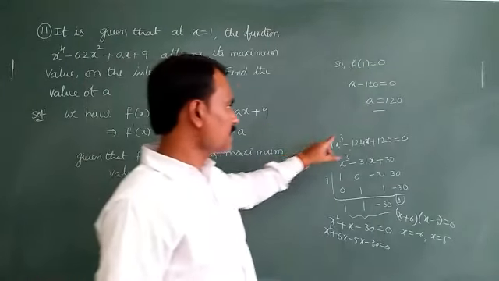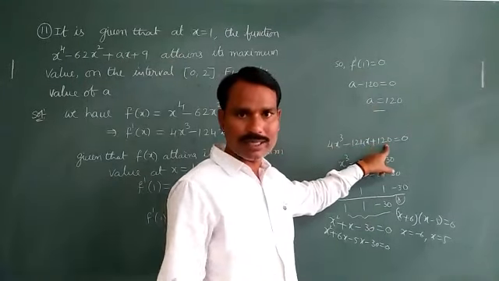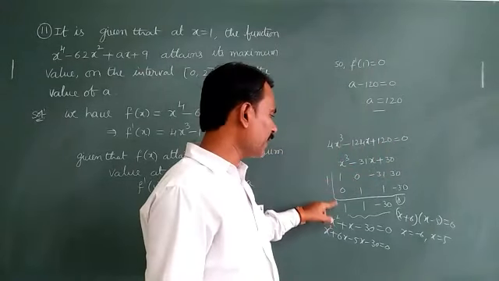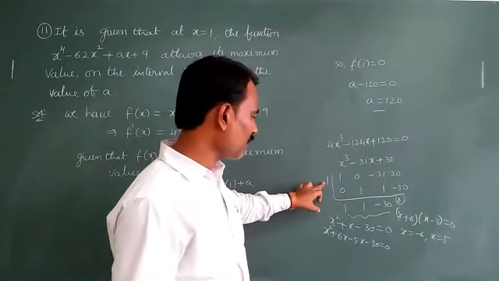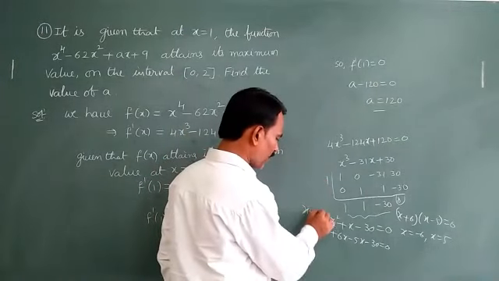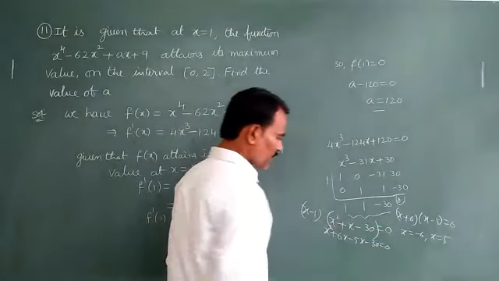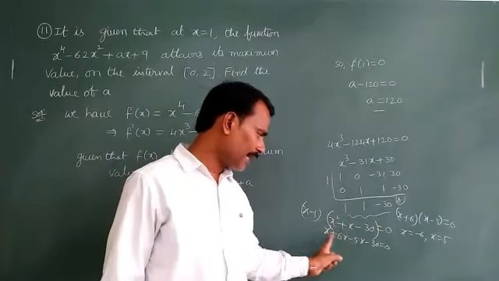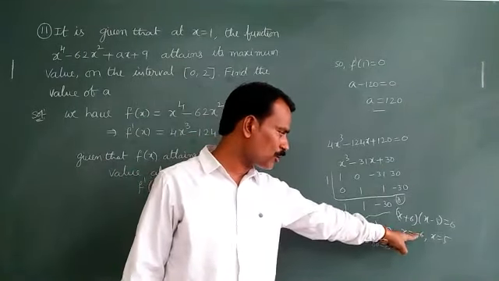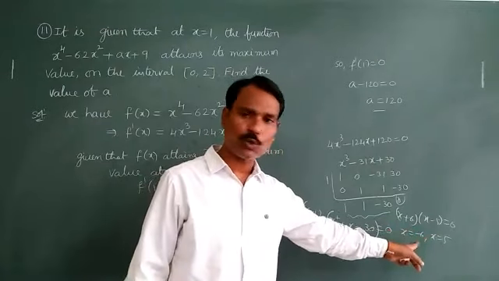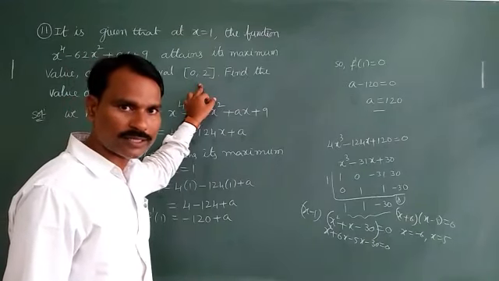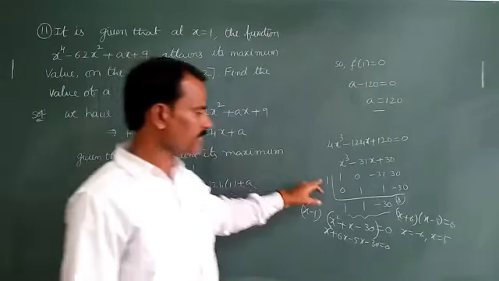So generally, if you assume a is equal to 120, by taking that we are finding the roots. Here the factorization is x minus 1 into x square plus x minus 30. x minus 1 equal to 0 means x is equal to 1. For the remaining factors, x is equal to minus 6 and x is equal to 5. Those two values will not exist in this interval. So x is 1.